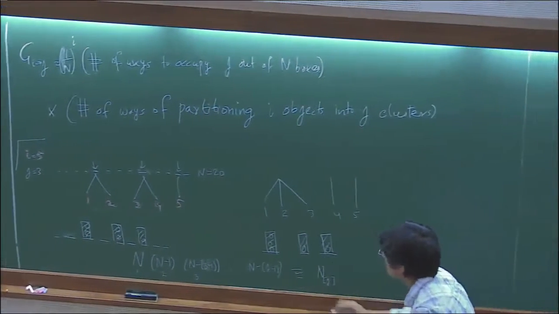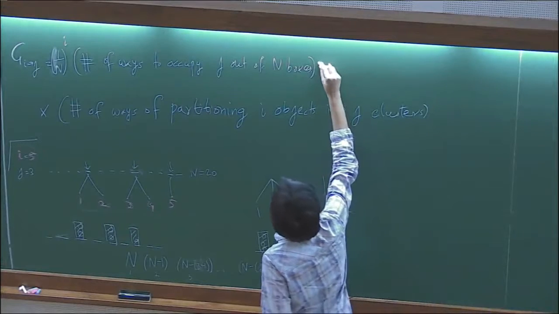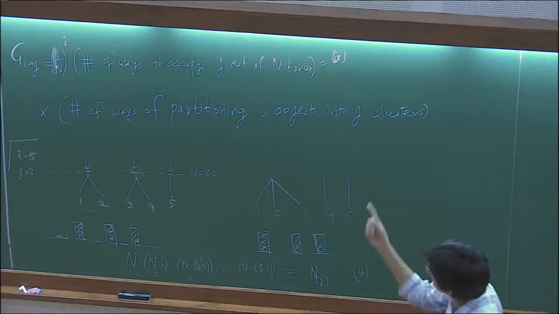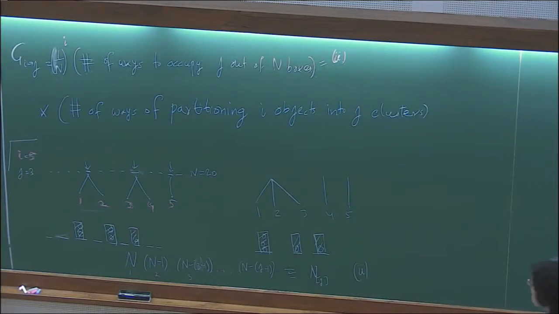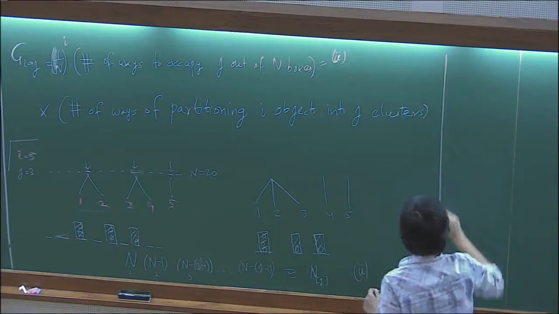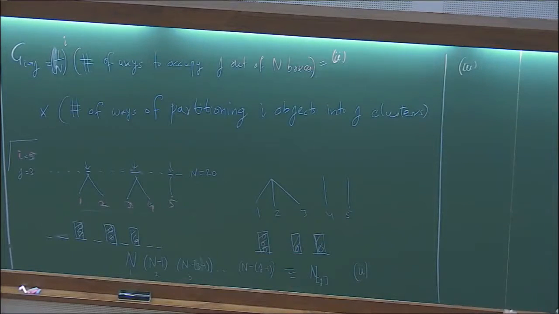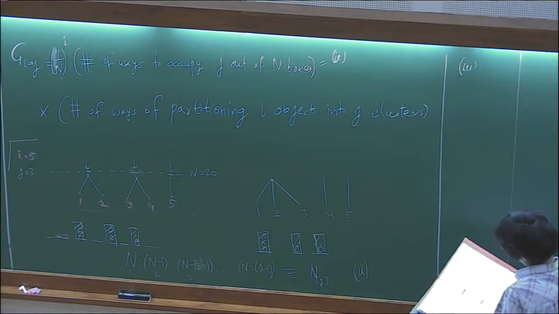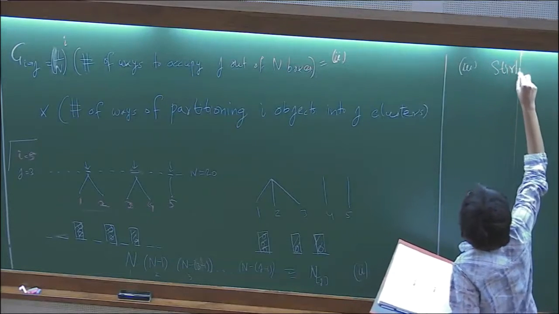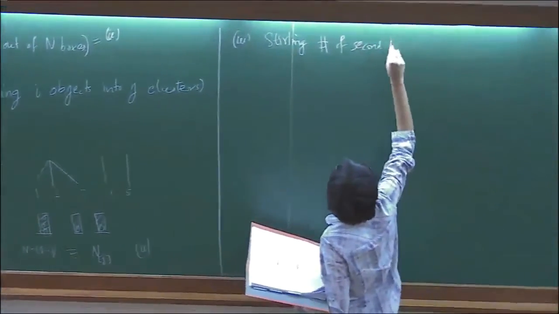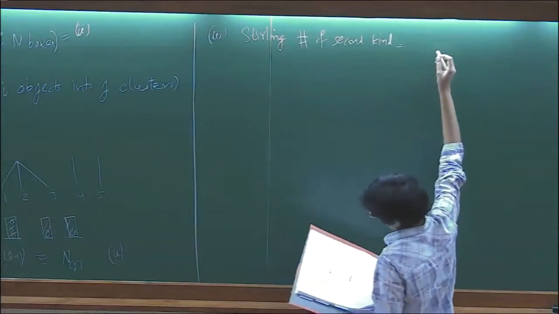The last one is a little bit more involved. Let's do that. So here I'm asking the number of ways of partitioning I objects into J clusters. So let me first do a simple example, and then we'll plug it back in. So this is given by what are called Stirling numbers of the second kind. Okay, so what is this object? Let me just try to figure this out. Let me just do an example first.